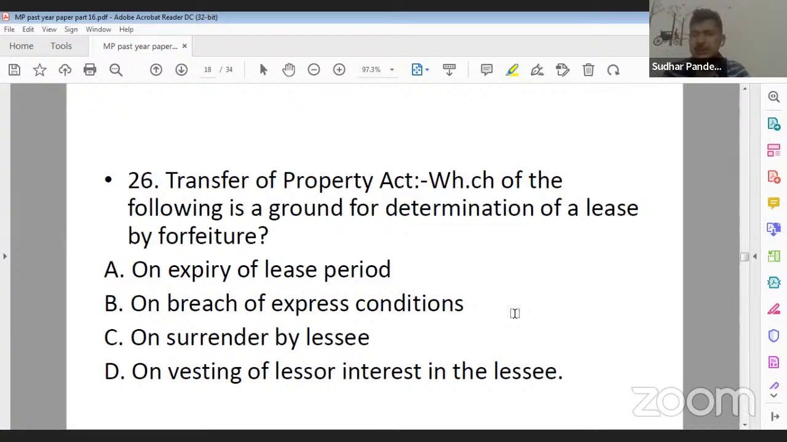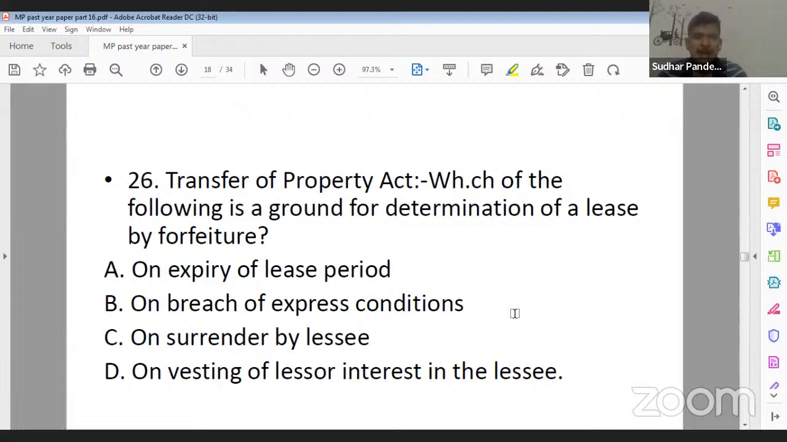Now, from this question onwards, question number 26 onwards, we are moving towards Transfer of Property Act. Which of the following is a ground for determination of lease by forfeiture? Ankita Gupta ji, 25 ka D will not be the correct answer. Its correct answer will be B for Bangalore. Option A, on the expiry of lease period. Option B, on breach of express condition. Option C, on surrender by lessee. Option D, on vesting of lessor's interest in the lessee. So, which of the following is a ground for determination of lease by forfeiture?